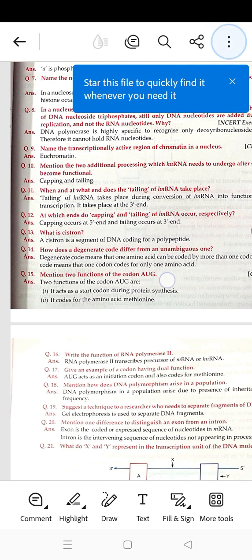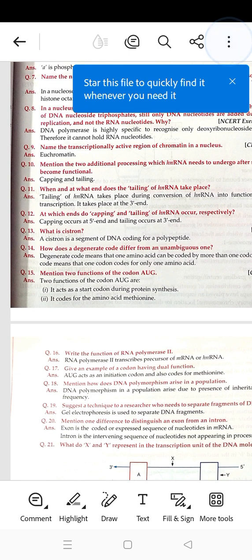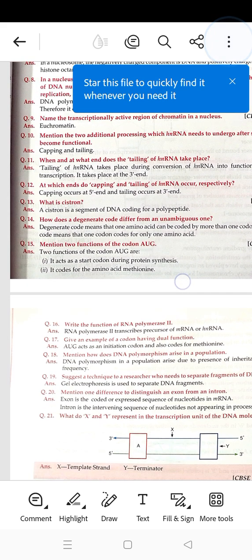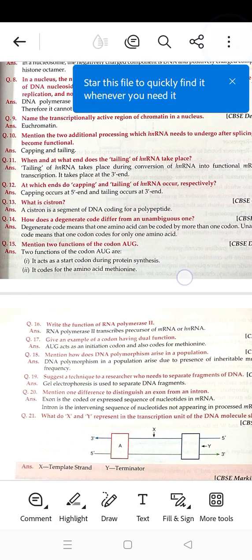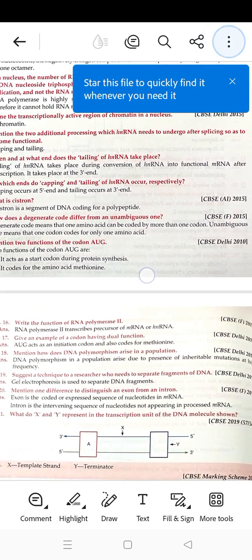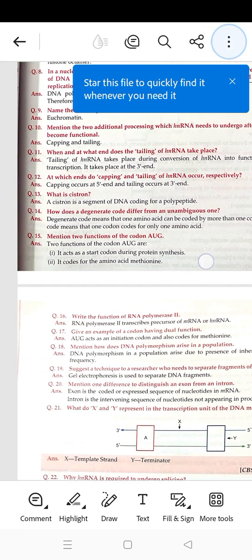Next, question number 13. What is a cistron? A cistron is a segment of DNA coding for a polypeptide. Next, question number 14. How does a degenerate code differ from an unambiguous one? Answer: degenerate code means that one amino acid can be coded by more than one codon. Unambiguous code means that one codon codes for only one amino acid.